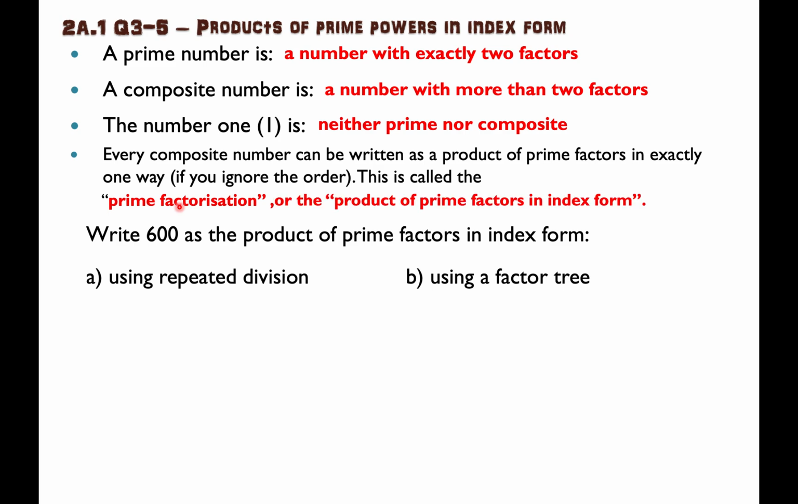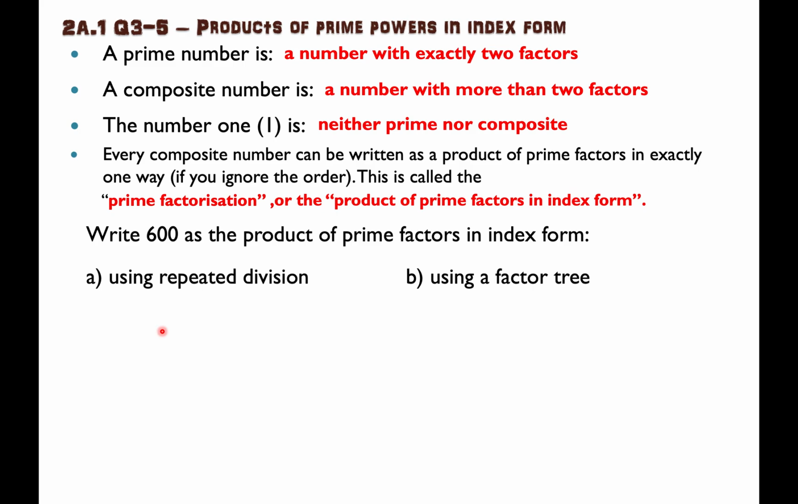Or you might hear it called the product of prime factors in index form. Do look out for this word prime or index. Little hint there. So as an example, we've got this big number here. It's a composite number, which is 600. Lots and lots of numbers go into it, and we want to break it down into its prime factors. There are two ways of doing this, and both ways are great and will work. So you choose whichever you prefer.